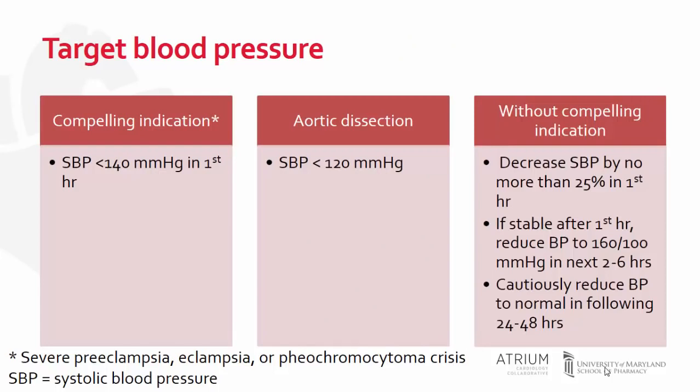In patients without a compelling indication, the goal is to decrease the systolic blood pressure by no more than 25% in the first hour. Then, if stable after the first hour, we want to reduce the blood pressure to 160 over 100 millimeters of mercury in the next 2 to 6 hours. Following that reduction to 160 over 100, we then want to cautiously reduce the blood pressure to normal in the following 24 to 48 hours.